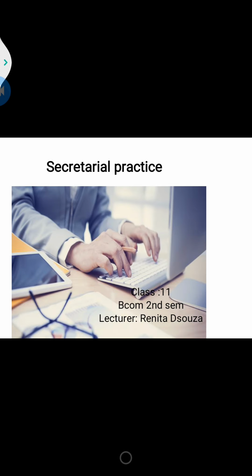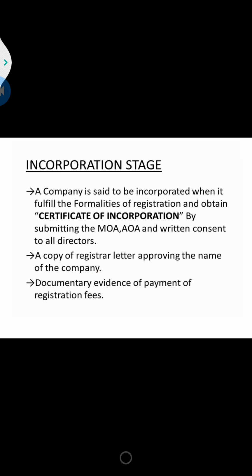So in the last class we were discussing the formation of a company. We have already completed the first stage, that is the promotion stage, and the steps involved in it. So today we are going to move on to the next stage, that is the incorporation stage. The incorporation stage is also called the registration stage, where you are going to get your company registered.